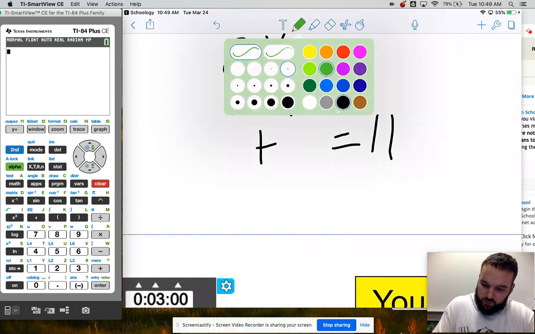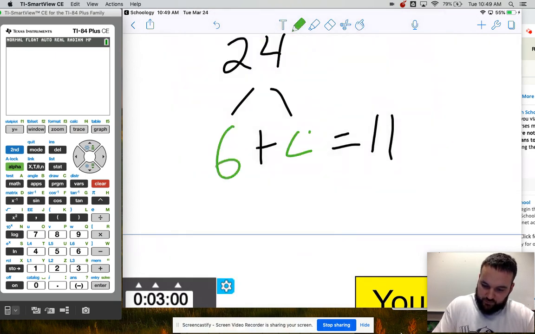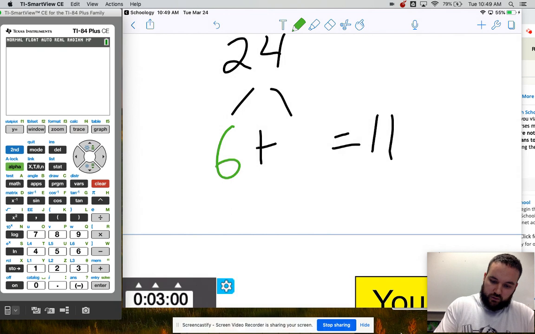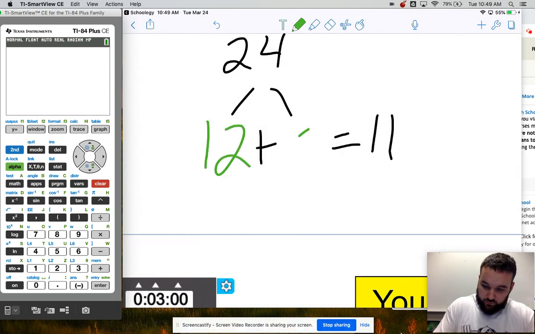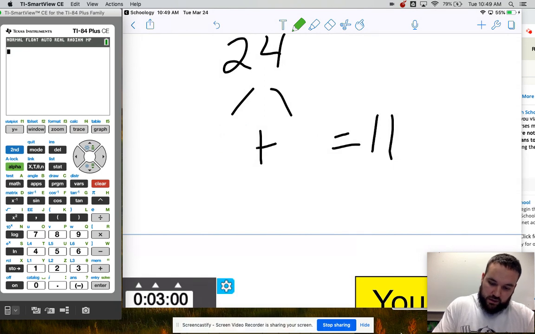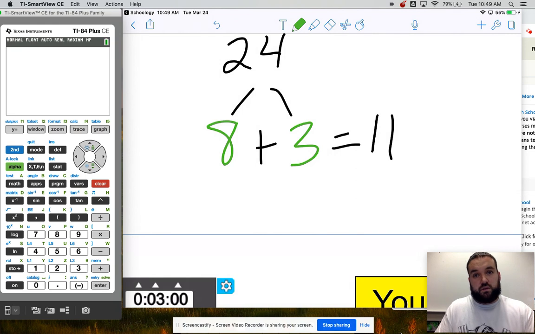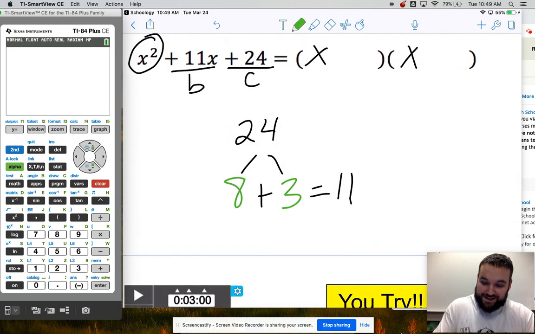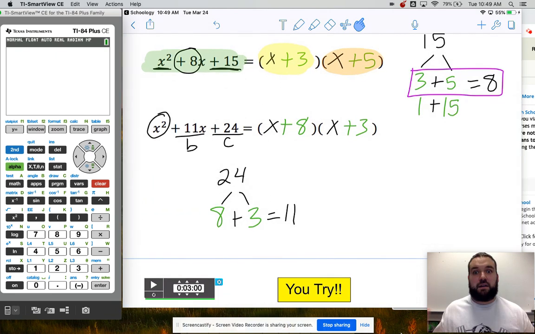Okay. What multiplies to 24? Well, 6 times 4 is 24. But these aren't the numbers I want, because 6 plus 4 is equal to 10, not 11. So if we try again, 12 and 2. 12 plus 2 is 14, not 11. If we try again, 8 times 3 makes 24, and sure enough, 8 plus 3 is 11. So I found my two numbers, positive 8 and positive 3, so I'm going to put one in each factor, or each set of parentheses, and that's my factored version.